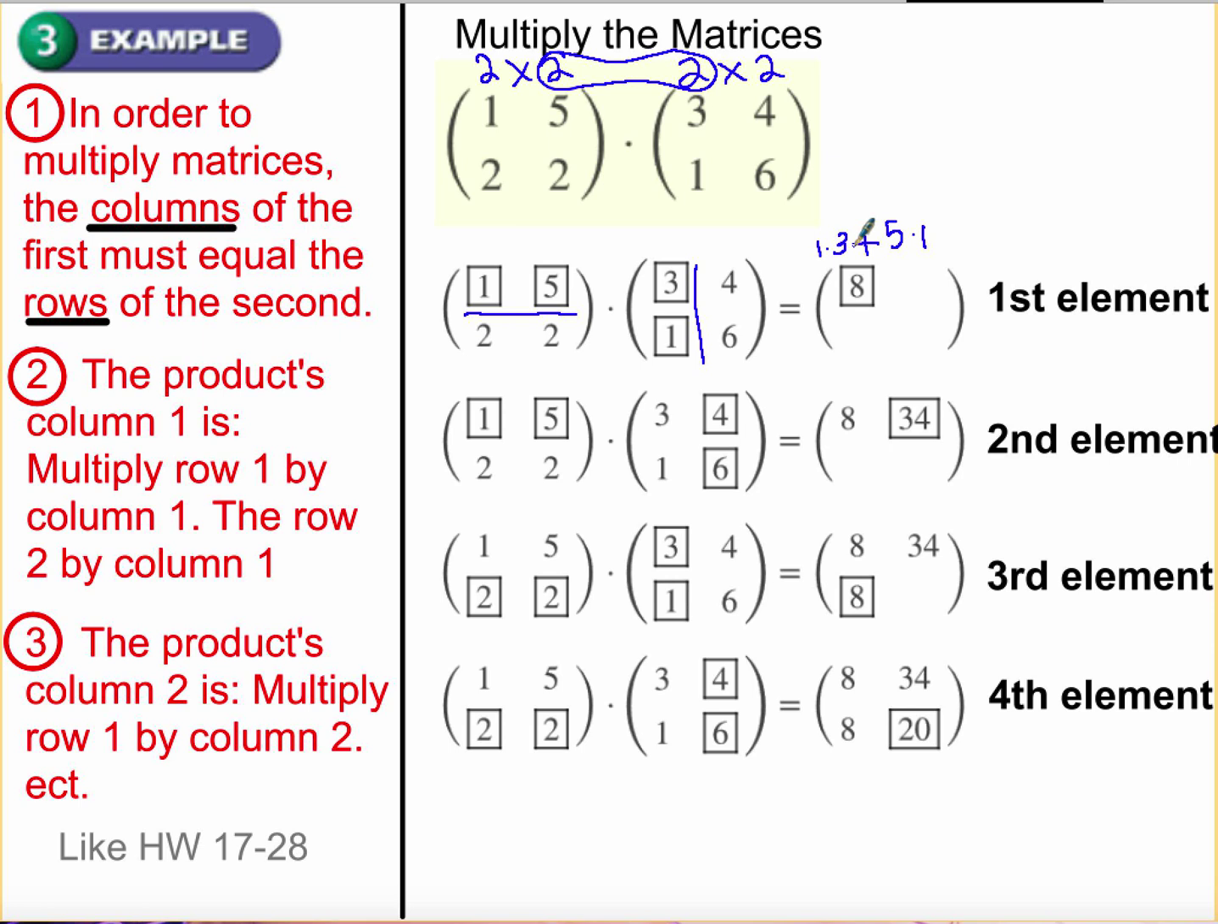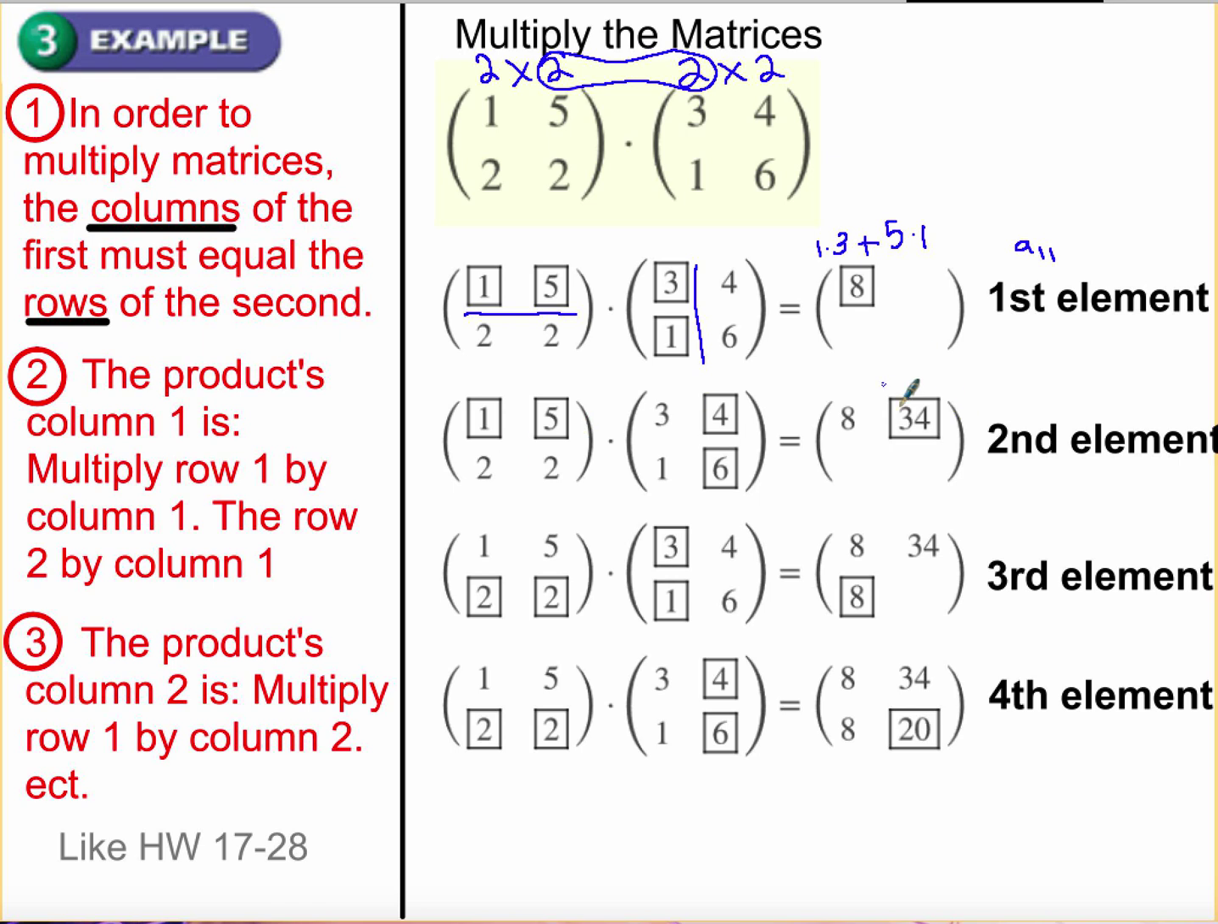And 1 times 3 plus 5 times 1 is 8. Do you see that? Okay, so when you multiply the first row by the first column, you're going to get the first element. First row, first column. That's what we multiply together, and that's where our result goes. It's in the first row, first column.